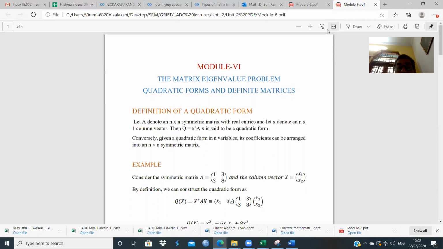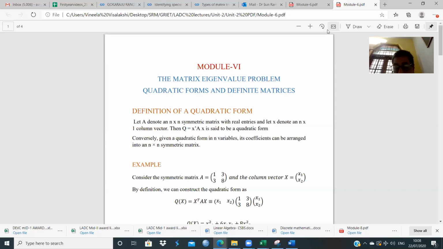Then you build Q is equal to X transpose A X. When X is a column vector, X transpose will be a row vector. So a row vector multiplied by a symmetric matrix multiplied by a column vector will return a 1 by 1 matrix, or an element, and that happens to be a quadratic form. Conversely, given a quadratic form, we can extract from the coefficients the symmetric matrix itself.